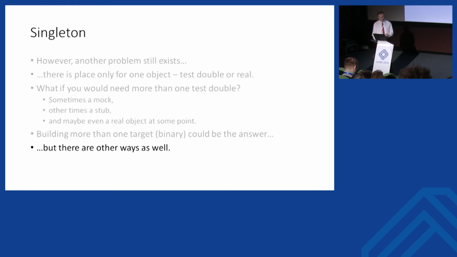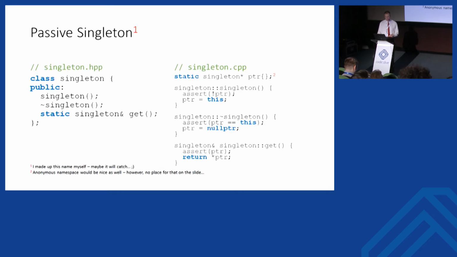But there are other ways. And this is the passive Singleton. I made up this name myself. I didn't find it anywhere on the internet, but maybe it's not a fresh idea, although I didn't find it so far. So the idea of the passive Singleton is that the Singleton no longer takes responsibility of instance creation. It's someone else's job to create the instance.